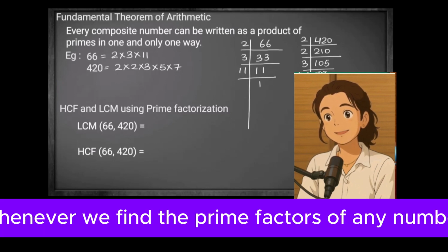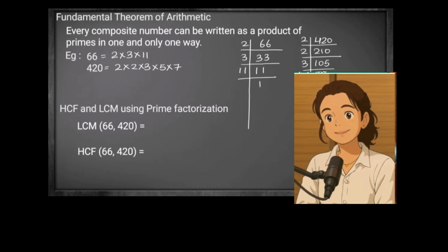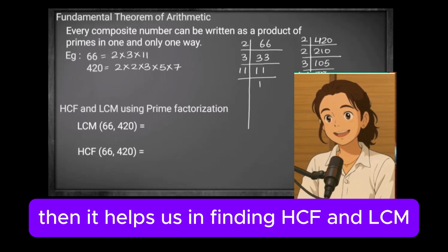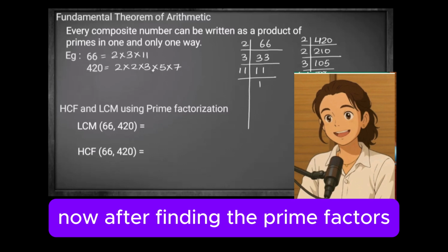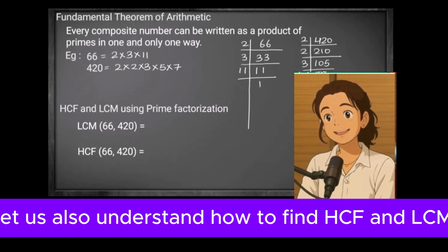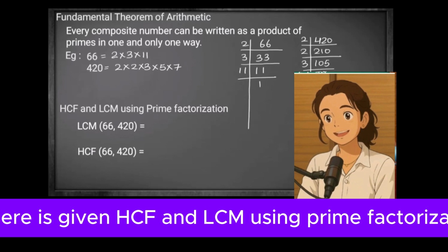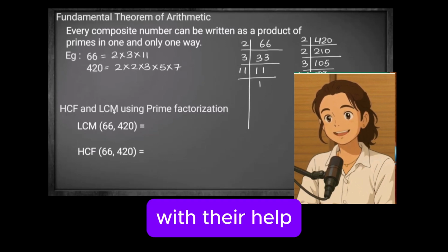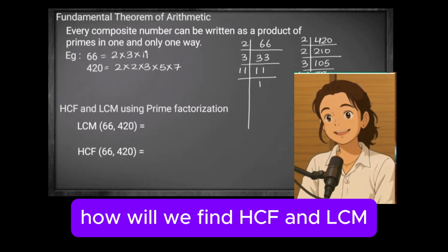Whenever we find the prime factors of any number, these are called prime factors. If we find the prime factors of a composite number, then it helps us in finding HCF and LCM. Now after finding the prime factors, let us also understand how to find HCF and LCM. So here is HCF and LCM using prime factorization. Here we have done the prime factorization of 66 and 420. With their help, how will we find HCF and LCM?